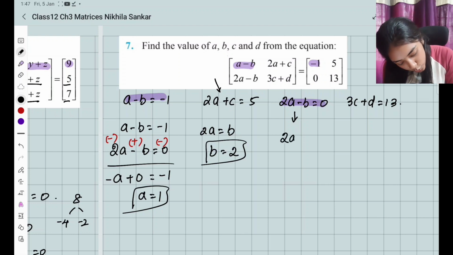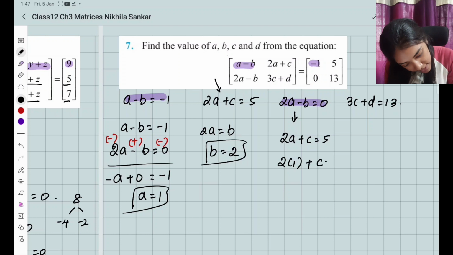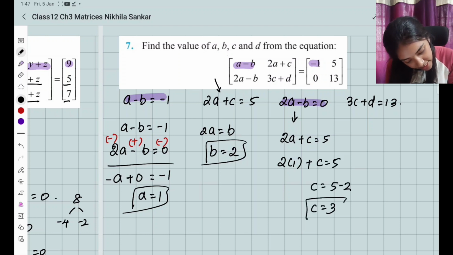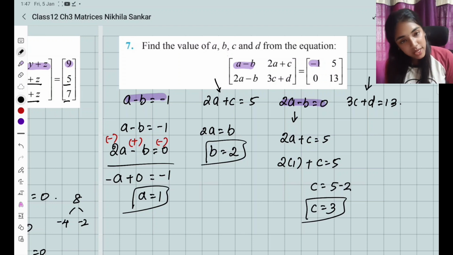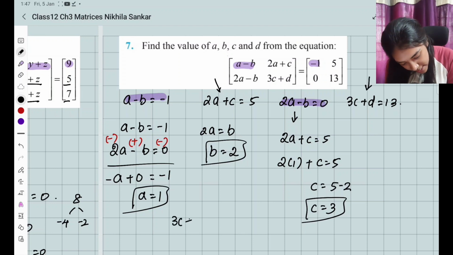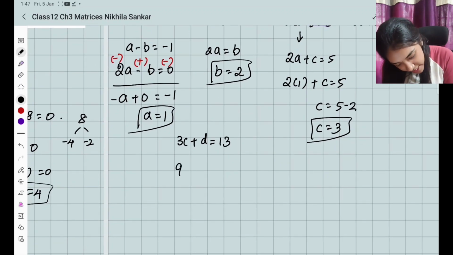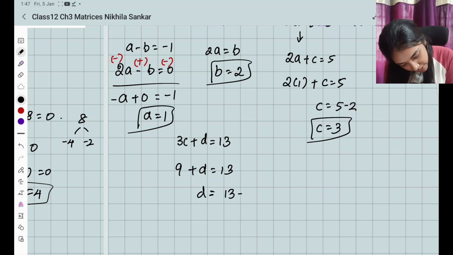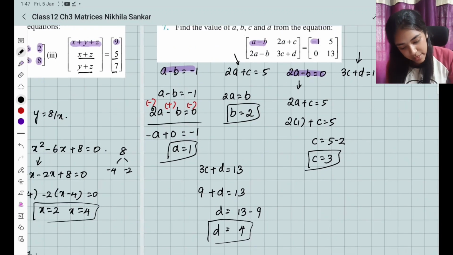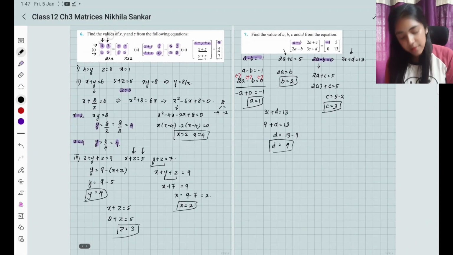So I have 2a plus c equals 5. 2 times 1 plus c equals 5. C equals 5 minus 2, so 3. C equals 3. So, substituting here, I can find the value of D. I have 3C plus D equals 13. When I substitute the value of C, 3 3s are 9 plus D equals 13. D equals 13 minus 9, which is going to be 4. Okay. So, value of A, B, C, D is going to be 1, 2, 3, 4. Okay. Please copy.